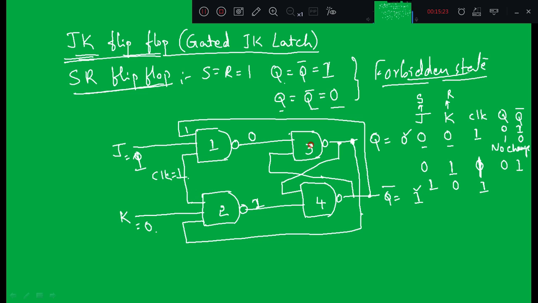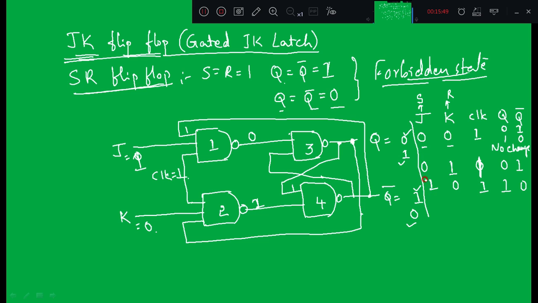Now, since one of the inputs of the third NAND gate is 0, the output of that NAND gate will become high, right? So what we got here is Q equal to 1, and this Q is connected to the second input of the fourth NAND gate. So 1 NAND 1 is equal to 0. So for J equal to 1 and K equal to 0, we got Q equal to 1 and Q bar equal to 0, right?